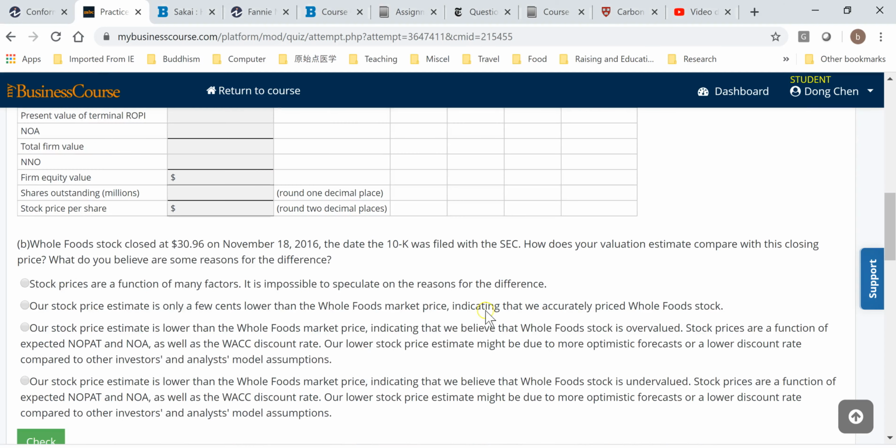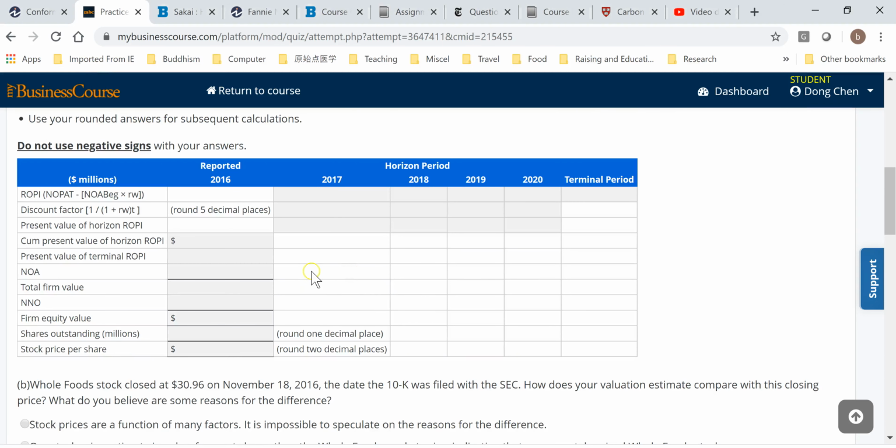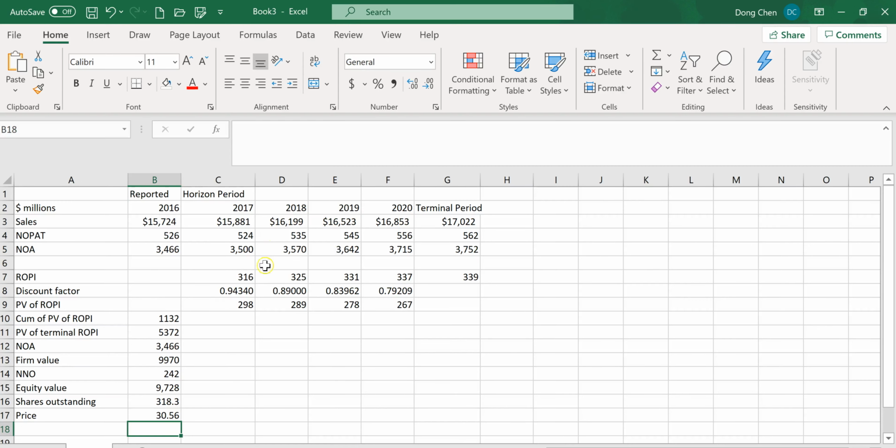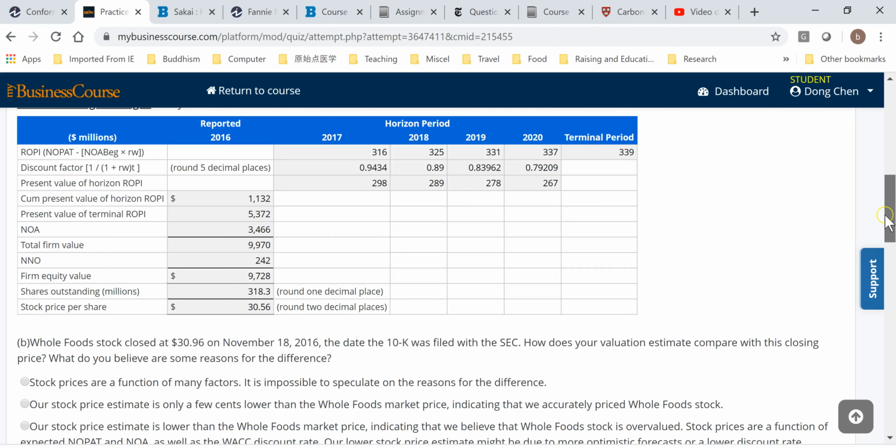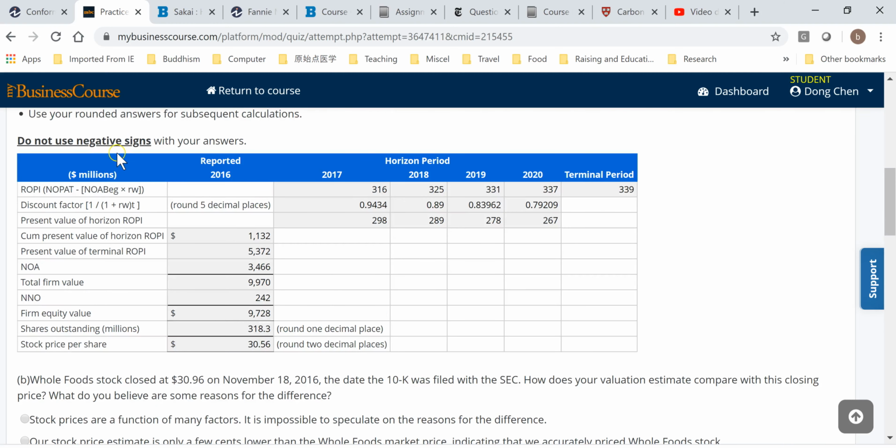So I guess we are done with the first part of this exercise. Let me just copy all the numbers back to this table. All right, I've finished copying all the numbers into this table. And I also made sure there are no negative signs with my answers.